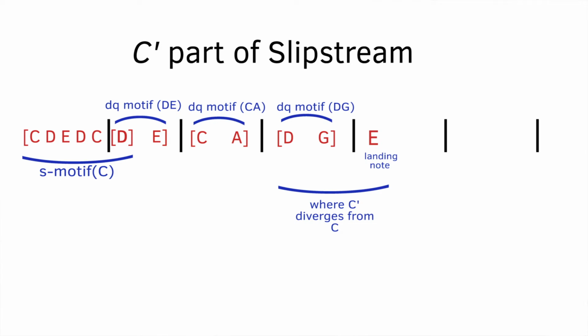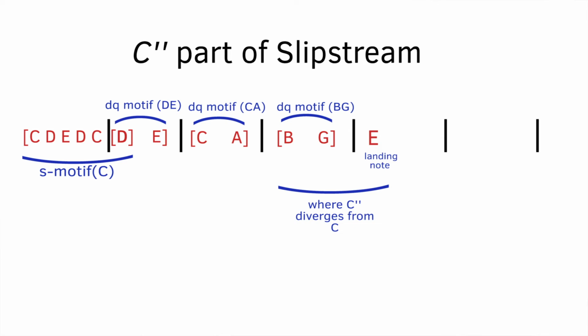But when we get to C, we're going to add 2 more C sections, which we'll call C prime and C double prime. C prime is almost the same. Starts with a C surrounding motif. And then it's got 3 dotted quarter motifs, the first 2 of which are exactly the same as the first C section. D, E, C, E. And then it goes D, G, and then it resolves to the note E. So we have a new landing spot and a slightly different dotted quarter motif to anticipate that new landing spot.